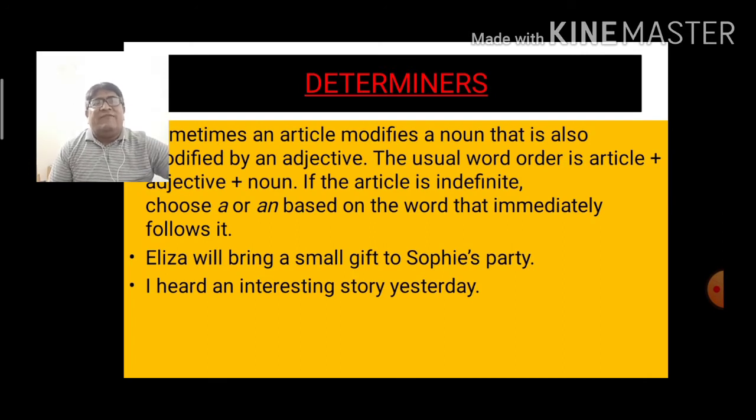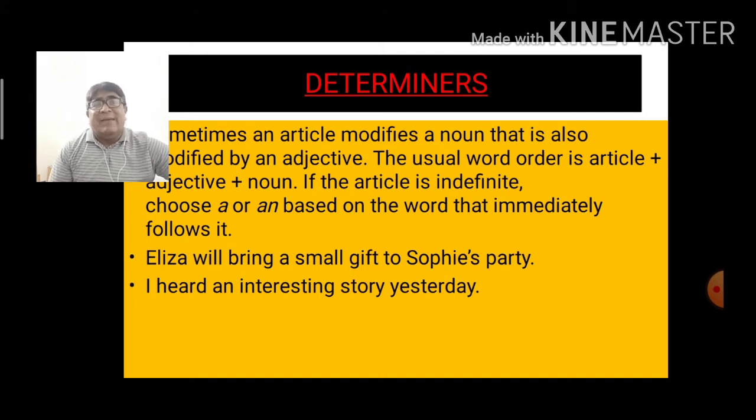Sometimes an article modifies a noun that is also modified by an adjective. The usual order is article plus adjective plus noun, whether the article is definite or indefinite. So choose a or an based on the word that immediately follows it. For example, Eliza will bring a small gift to Sophie's party. So here gift is a noun, but before gift the adjective small is used, and a small is showing only singular. That's why we have to use the article a, since the adjective's first letter is S and S is a consonant.